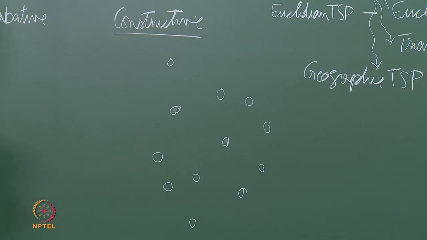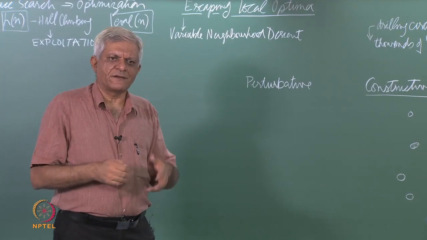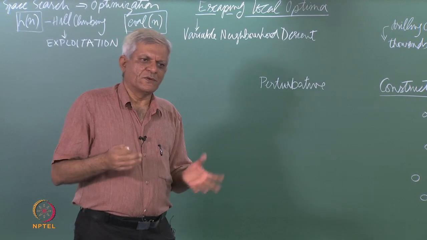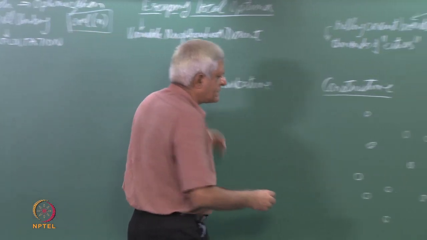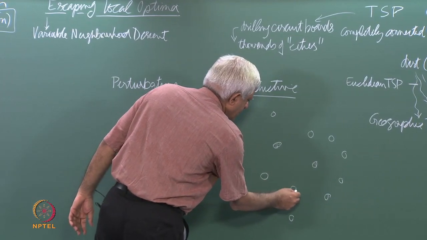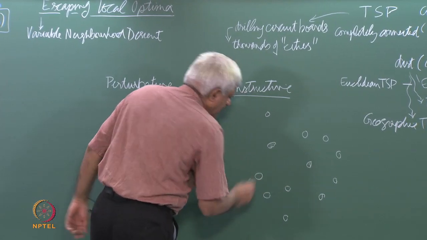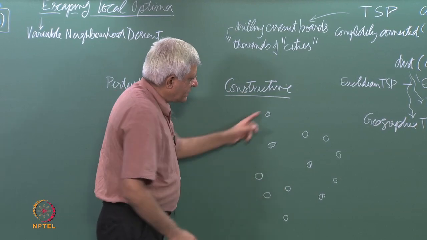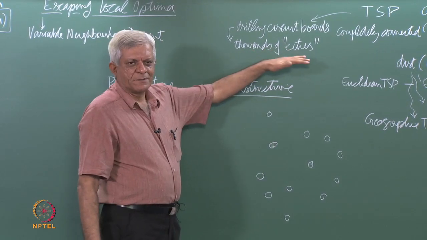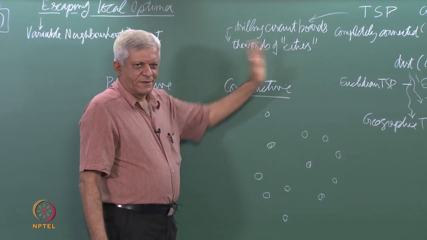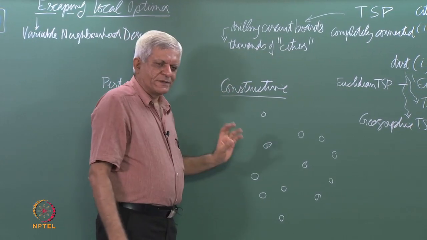So, the simplest constructive method is to try to simulate what you would do if you were doing this in the real world, so to speak. So, you start with some city, let us say this one, and then look at its neighborhood. Now, remember this entire set is a neighborhood because we have assumed that our graph is completely connected in this case.